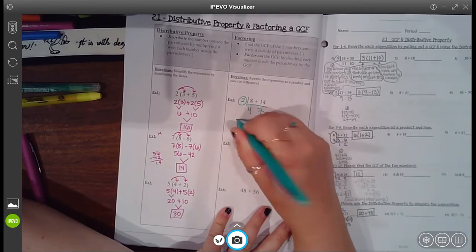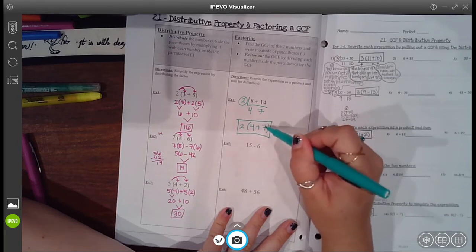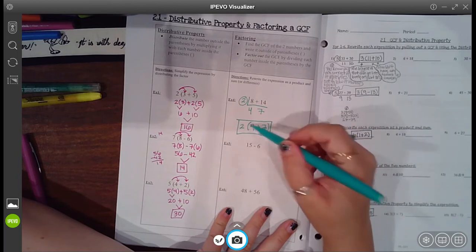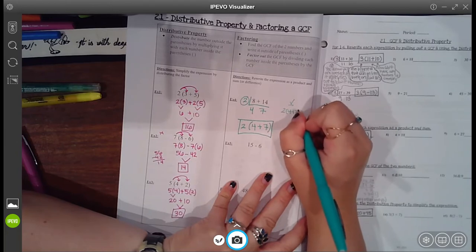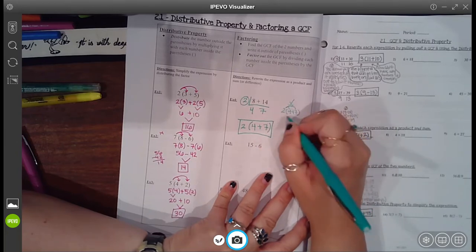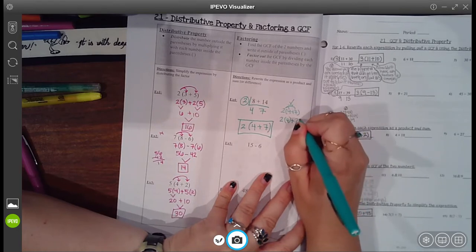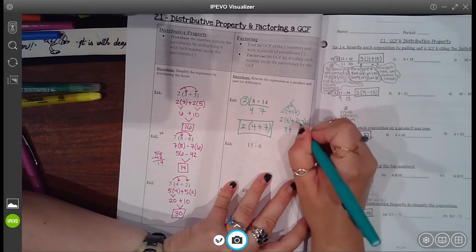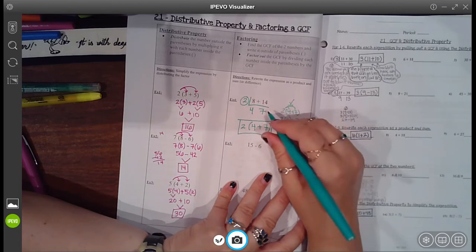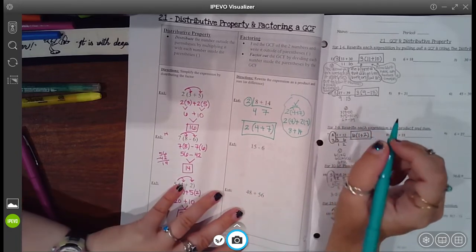And how you know you're officially right is 2 things. One, inside here has nothing else in common that you could have pulled out. And then that indeed was your GCF. And if you want to check, you can rewrite this and now distribute the 2 times the 4 plus the 2 times the 7. Well, 2 times the 4 is 8 plus 2 times the 7 is 14. Is that what I started with? Yep. So then you know that 2 times 4 plus 7 is indeed the right answer.